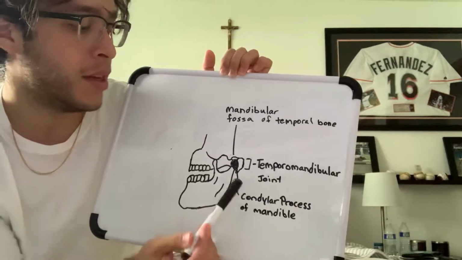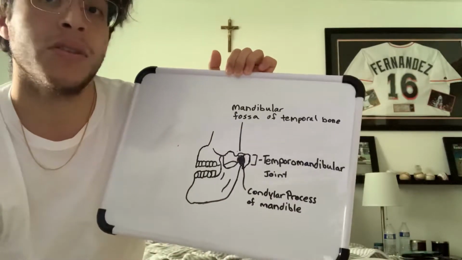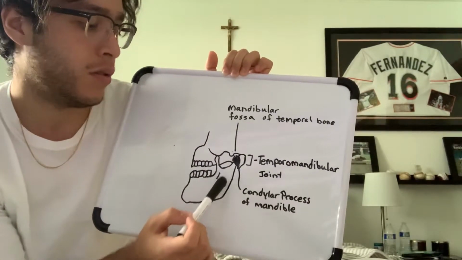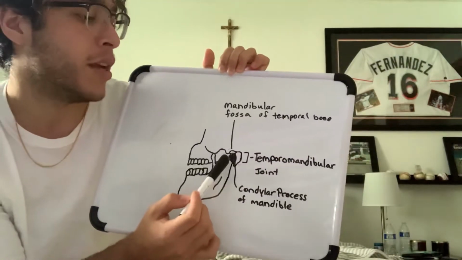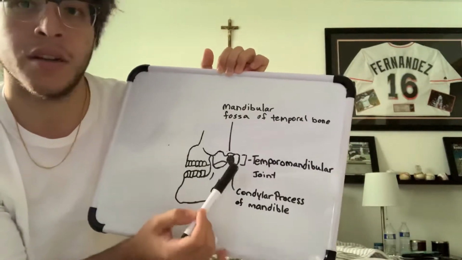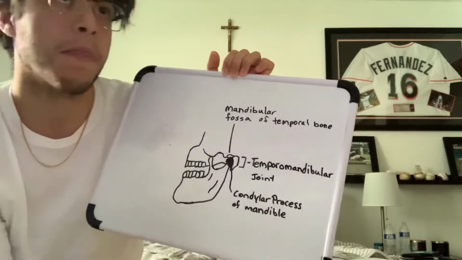So it is lateral to the aspect of the face, right here, and it is located anteriorly to the tragus of the ear, which would be right here.